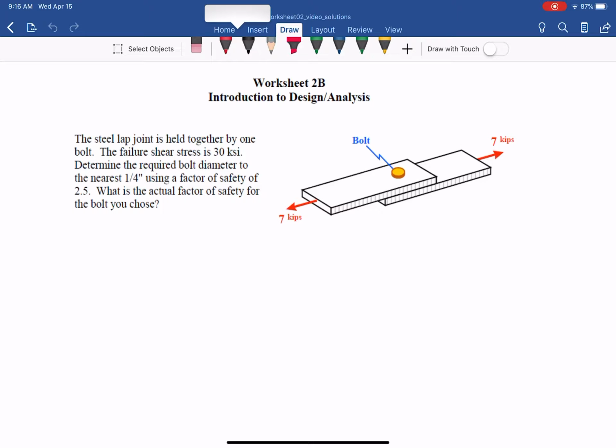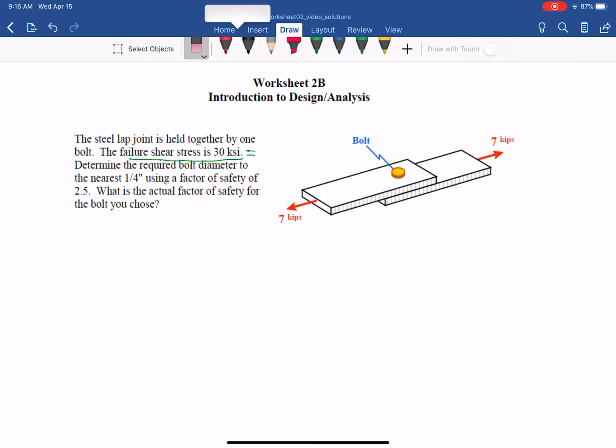Worksheet 2B also applies the concept of design and analysis. In this case, the steel lap joint is held together by one bolt. The failure shear stress is given, so they talk about shear stress. The failure shear stress is equal to 30 ksi, as you can see. That is the shear stress.